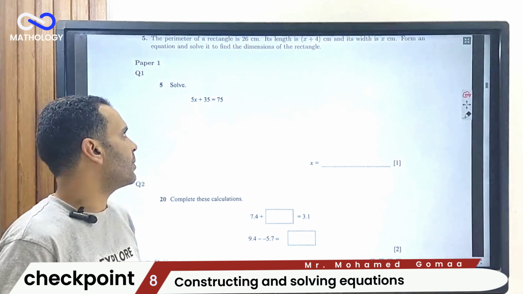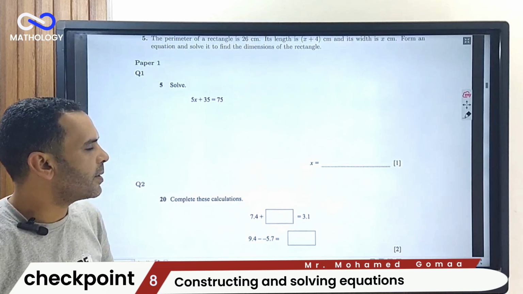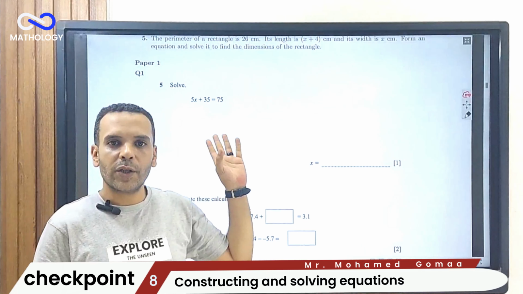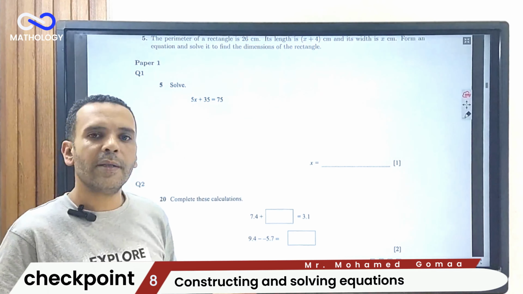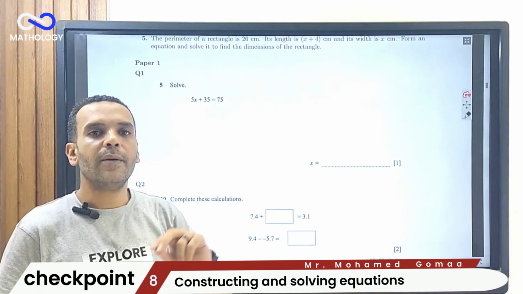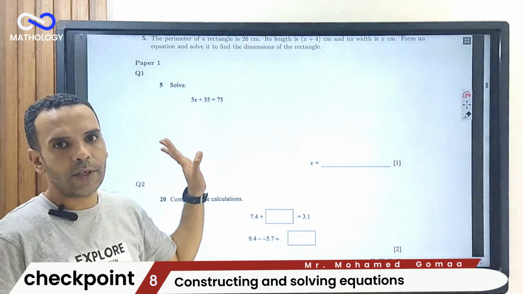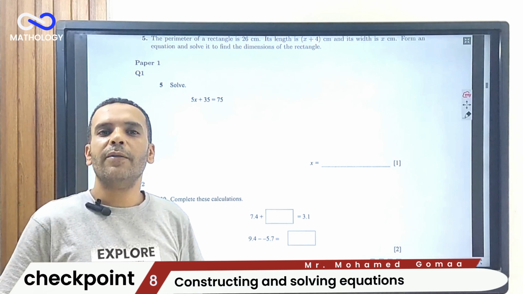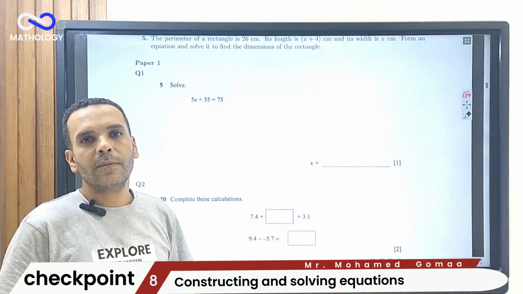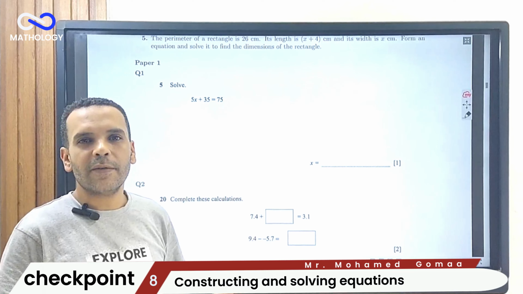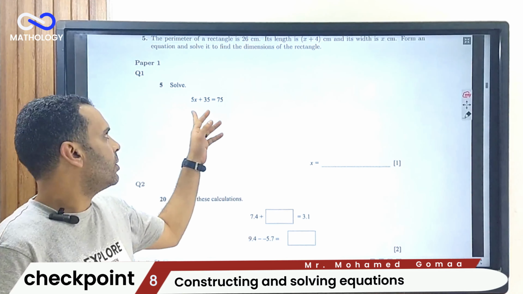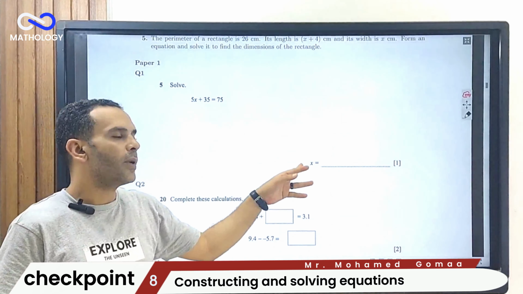Like 5x plus 35 equals 75. This sentence or this statement is an equation. Why? Equality of two sides. This statement contains an equal sign, so it's an equation. To solve this equation, you have to get the value of x, just x, not 5x or 5x plus 35. We want to get the value of x, so you have to isolate x.